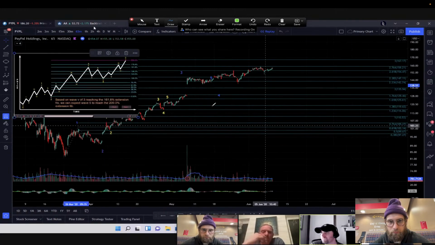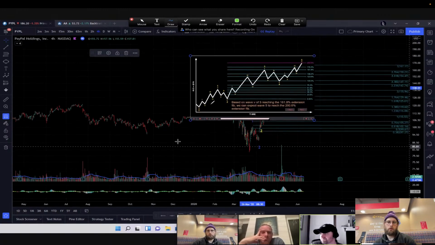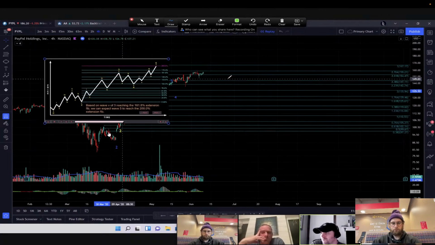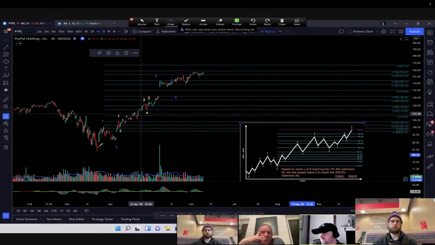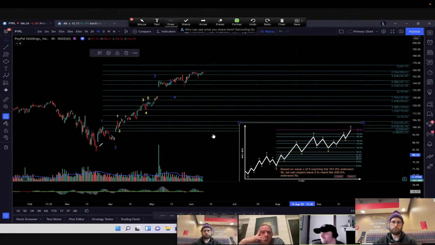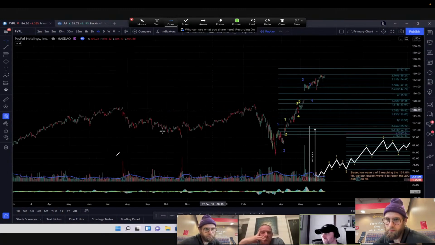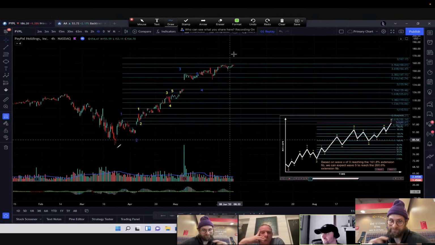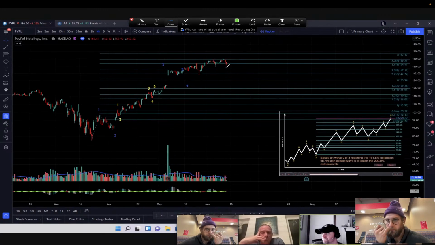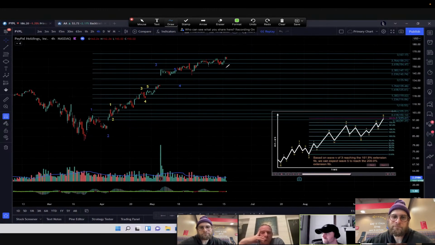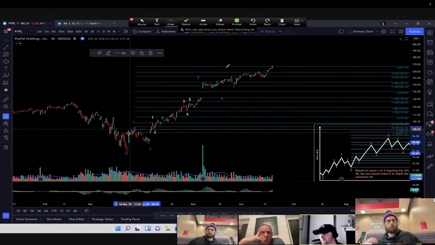So let me hop back to the 4 hour real quick. When in doubt, zoom out. 3, 4, 5. Yeah, I think somewhere in here we've completed our 5-wave move, and we could certainly be in, I don't know. Well, let's play with this here for a second. Let's see if anything lines up.